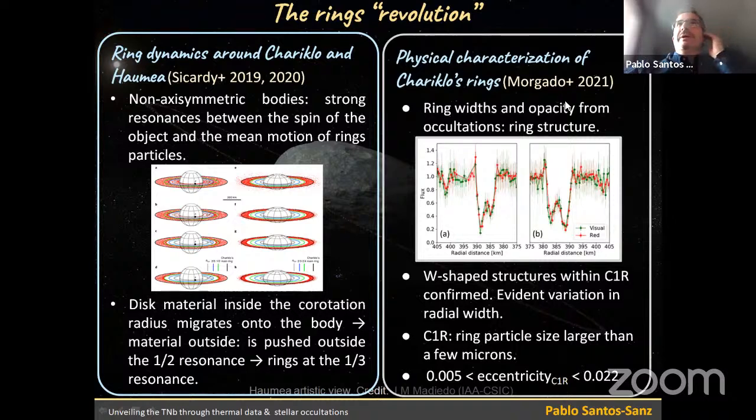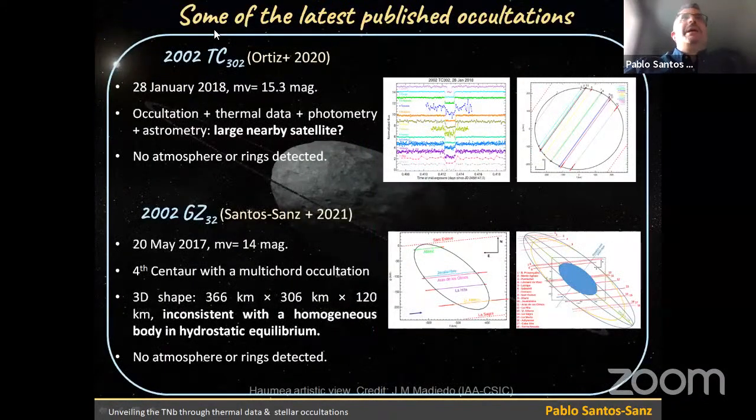Well, there is also a strong effort to characterize these rings using observational data. This paper from Bruno Morgado of last year used data of many occultations to characterize the rings, the opacity, the W-shape structure detected in the main ring, that is C1R, also the eccentricity and more things. Here are some of the latest published results on occultations. I'm not going to stay a lot on each of these slides.